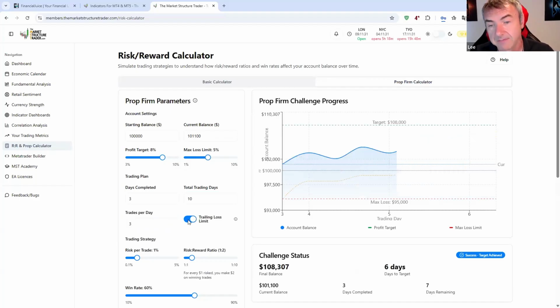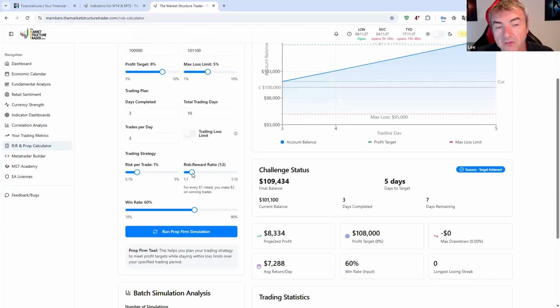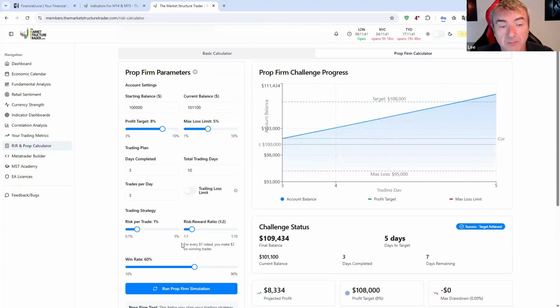Okay, you may have a trading loss limit or not, depending on which broker or which prop firm you're working with. You can play around with the risk per trade and your risk reward ratio and your win rate to show you whether or not you're likely to pass.